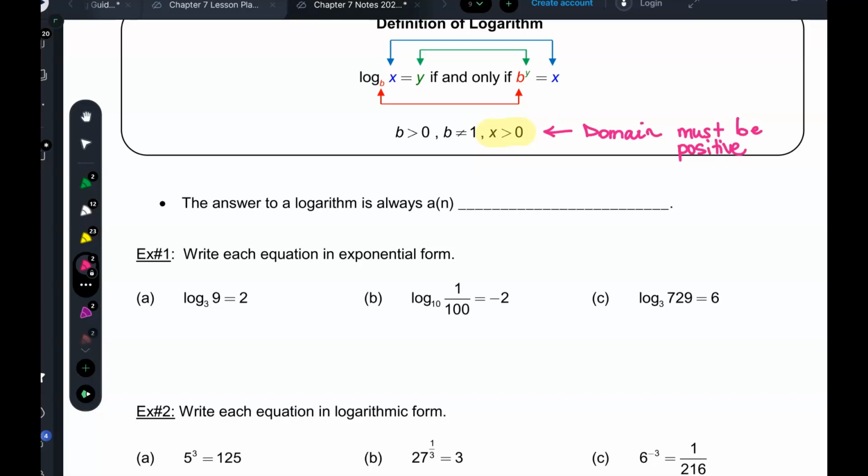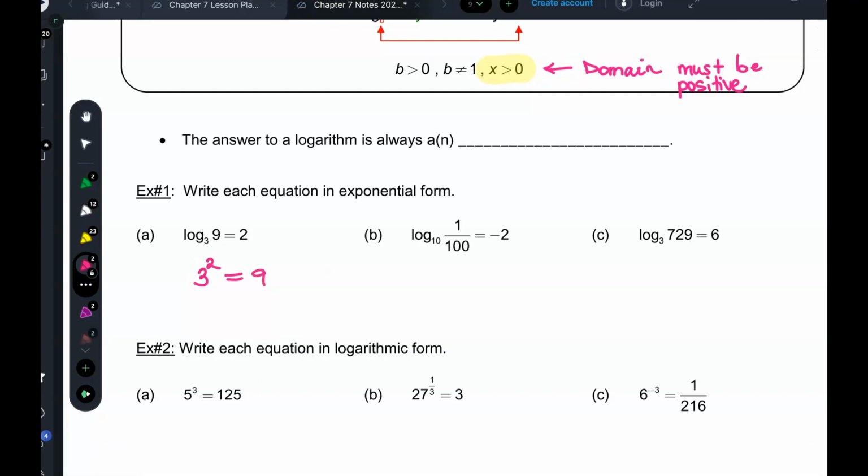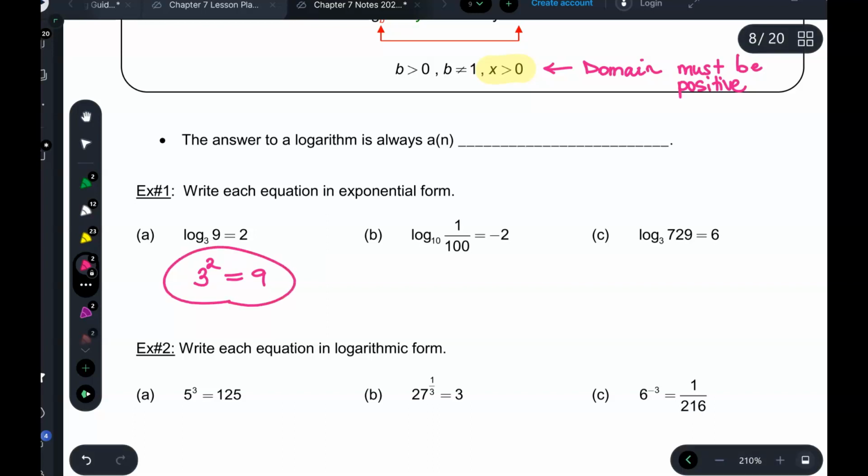Log base 3 of 9 equals 2. So the little 3, so little base becomes big base. So this is a base. This goes here. What's on the other side becomes the exponent, equals 9. Okay? And that's the answer. And that's it. That's all we want to write.